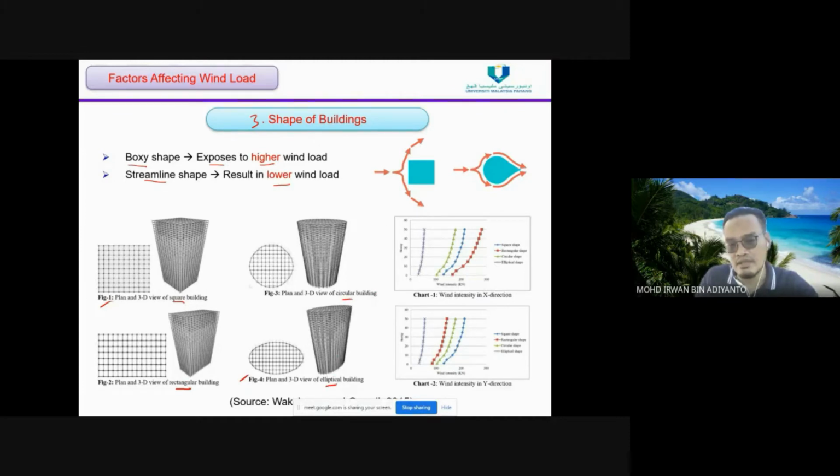And we can see here that for the wind intensity in both x and y directions, the highest pressure or highest load is for this building shape, and the lowest is the elliptical shape, due to the aerodynamic effect. So you can see here in the elliptical shape, the wind will easily flow through the building.